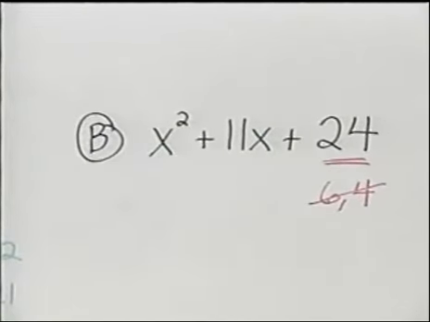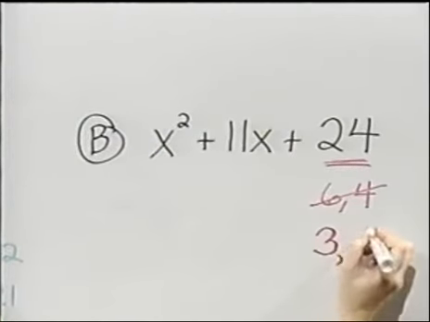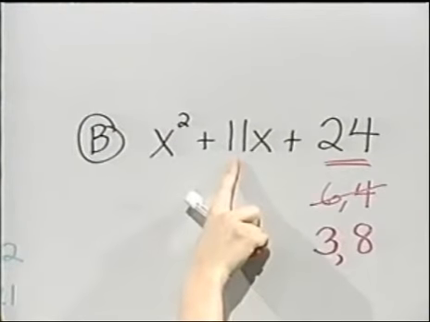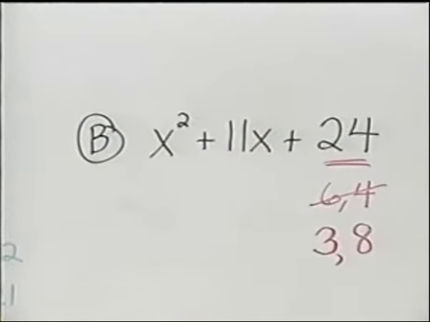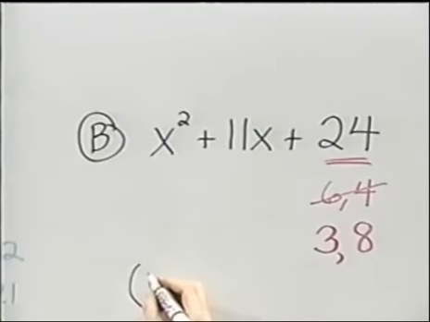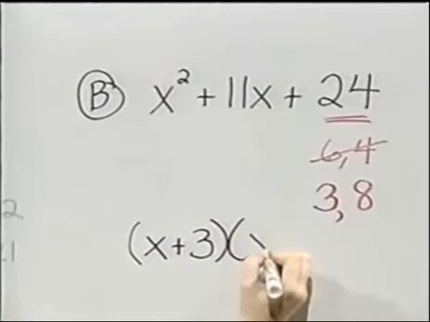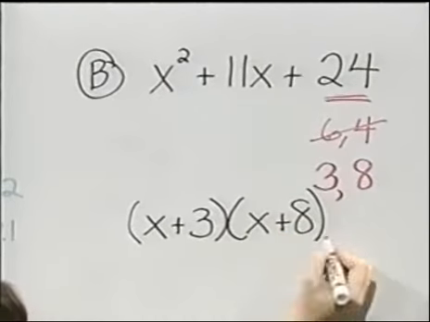Can we think of another group of numbers that multiply to 24? Oh, how about 3 and 8? 3 times 8 is 24. 3 plus 8 is 11. So that must be my pair of numbers. So I'm going to now write this as a product. This is the product x plus 3 times x plus 8.